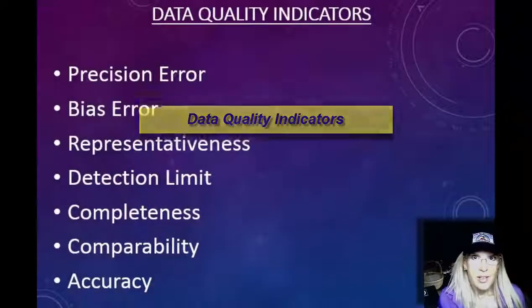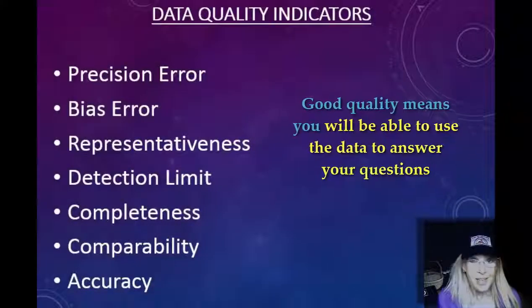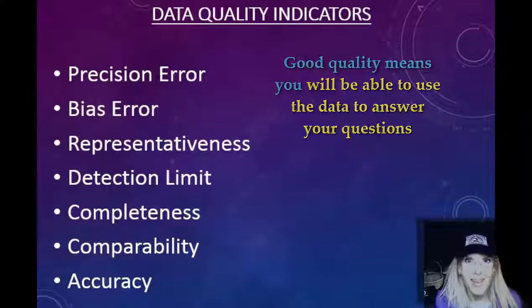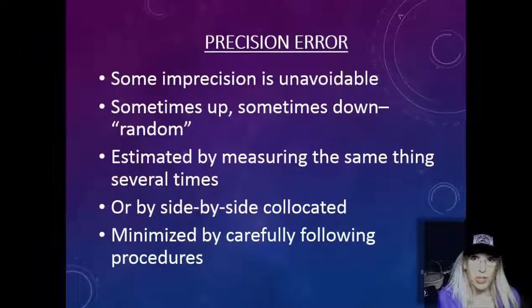Data quality indicators. These are indicators of the quality of your data. So first you've got precision, and we've discussed that. That's the inherent uncertainty of your measurement method, that try as hard as you might, you can't eliminate completely.